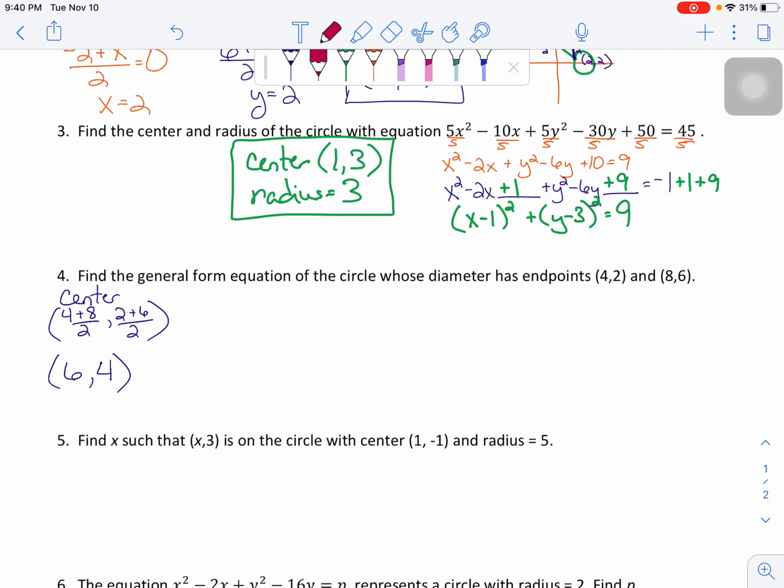Okay. So now I'm going to find my radius. It doesn't matter what you use, but I'm going to go ahead and use the center and the first point 4,2. So when I do this, my distance is equal to x minus x, so 6 minus 4 squared plus y minus y squared. So let's see, 6 minus 4 is 2. 2 squared is 4. 4 minus 2 is 2. 2 squared is 4. So my distance here should be the square root of 8.